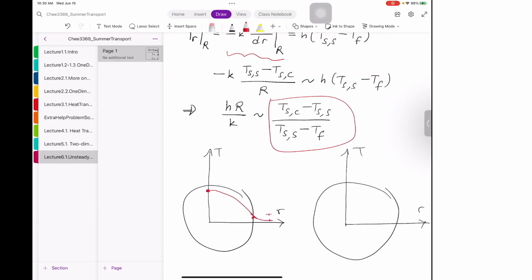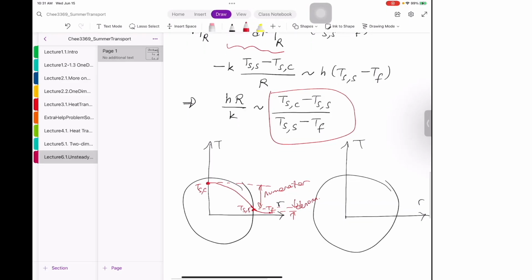Okay. So this is your Tf. This is your Ts,S. This is your Ts,C. And the numerator is nothing but this difference, right? This is your numerator, and this is going to be your denominator.